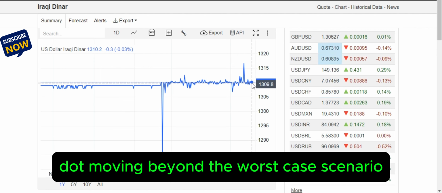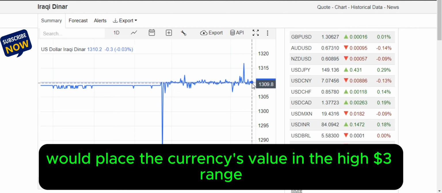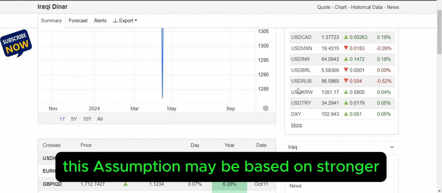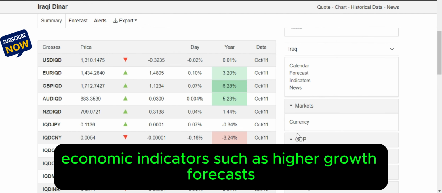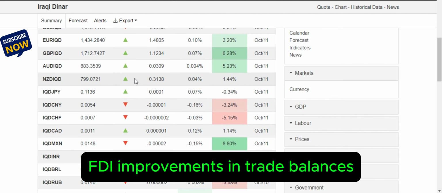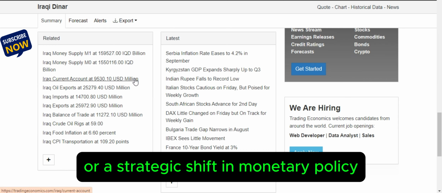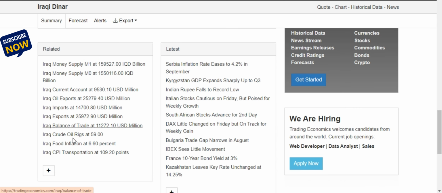Moving beyond the worst-case scenario, the author suggests that a more reasonable expectation would place the currency's value in the high $3 range or low $4 range. This assumption may be based on stronger economic indicators, such as higher growth forecasts, increased foreign direct investment, FDI, improvements in trade balances, or a strategic shift in monetary policy designed to attract global investment.